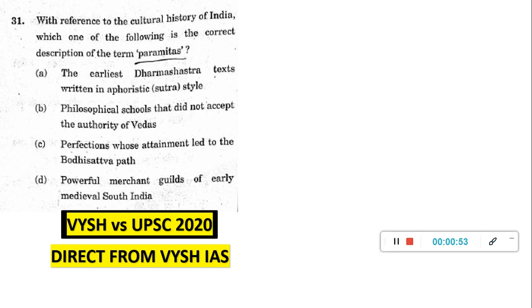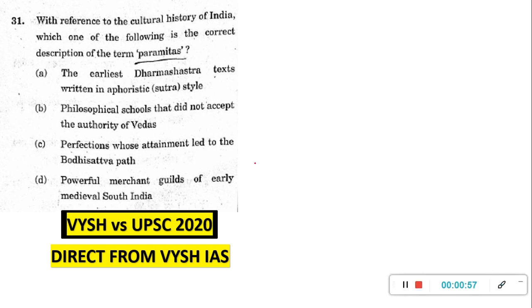Okay, so first question for today, that is the question number 31 from the 2020 paper. Okay, with reference to the cultural history of India, which one of the following is the correct description of the term paramitas? Okay, so these kind of things every year 2-3 terms is coming, and they are picking it up directly from either R.S. Sharma ancient history textbook or Satish Chandra medieval history textbook.